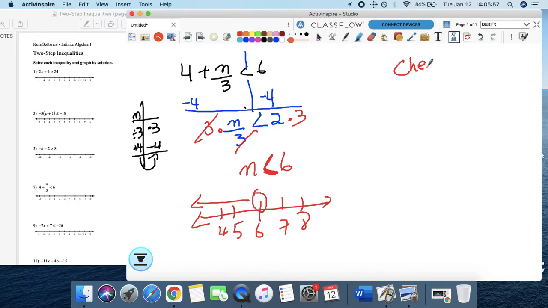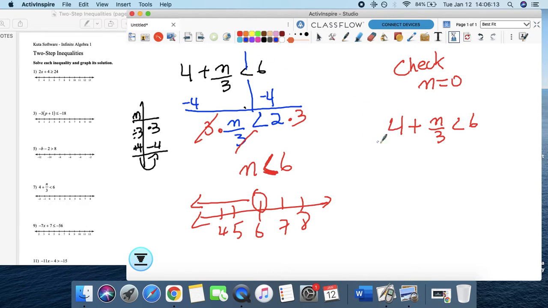So we're going to do a check. So we can pick 5, 4, 3, 2, 1, 0. I like 0. I can pick 0, I will pick 0. So I'm going to say n equals 0. My inequality was 4 plus n divided by 3 less than 6.